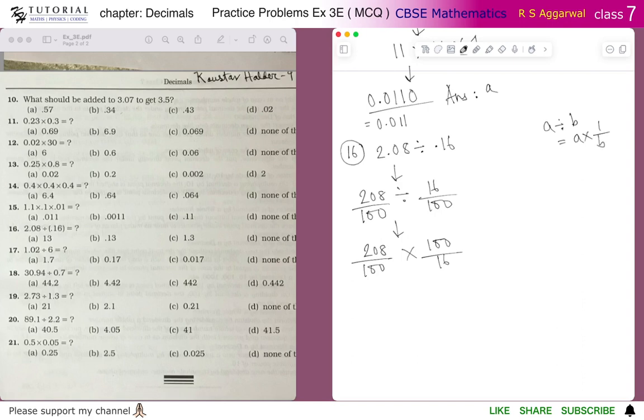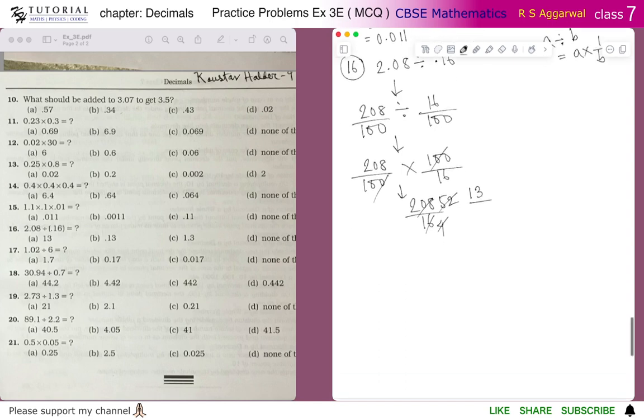So the reciprocal of 16 by 100 is 100 by 16. So this becomes 208 by 100 into 100 by 16. So 100 cancels out. So this becomes 208 by 16. Now you can further reduce this by dividing by 4. It becomes 4, 52. You can divide it further, it becomes 13. So 13 is the result, and the answer is choice A.